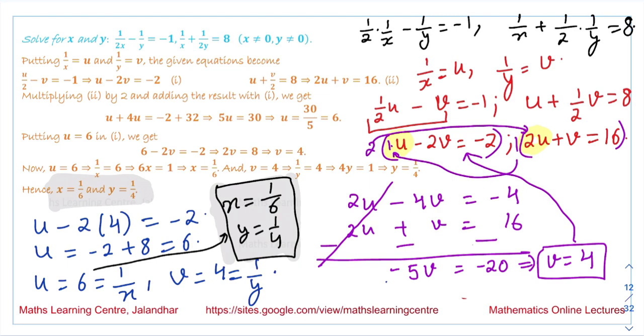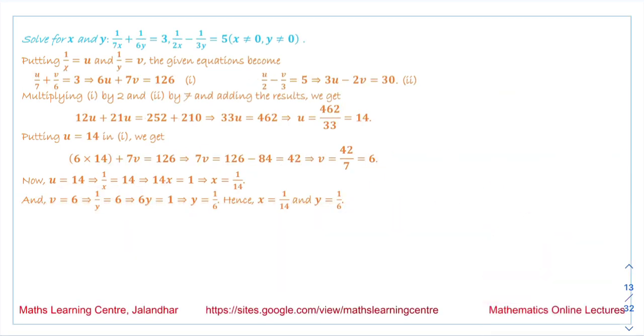Now next we have to solve for x and y. It is 1 by 7x plus 1 by 6y is equal to 3. The second equation we have is 1 by 2x minus 1 by 3y is equal to 5. So again we are substituting 1 by x is equal to u and 1 by y is equal to v. On doing the substitution, our equation comes to the form u by 7 plus v by 6.